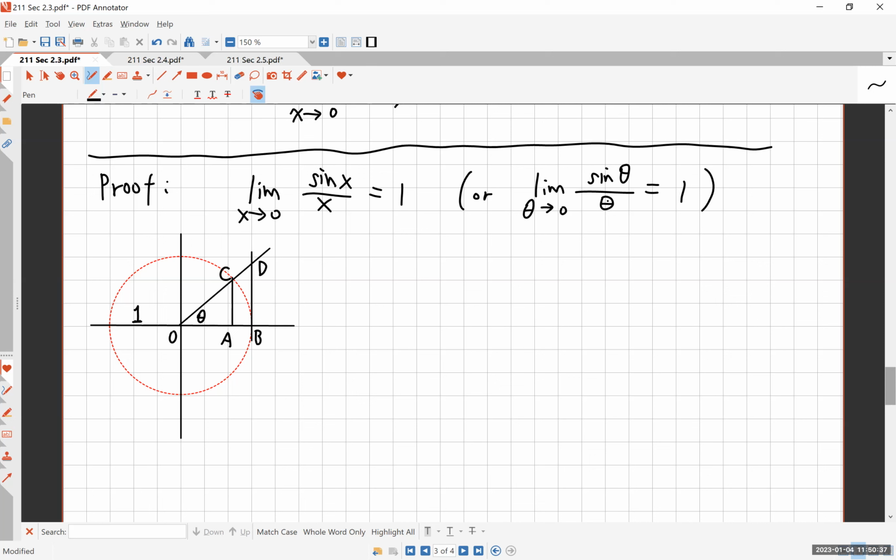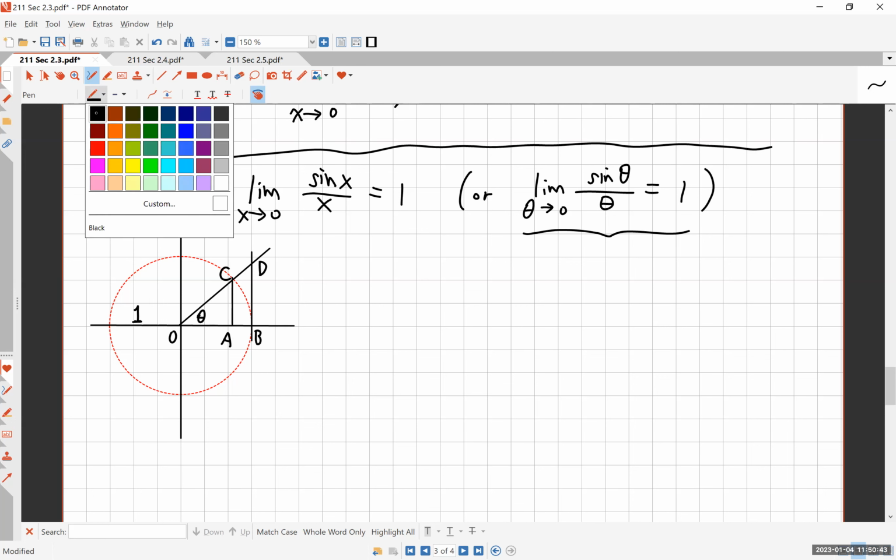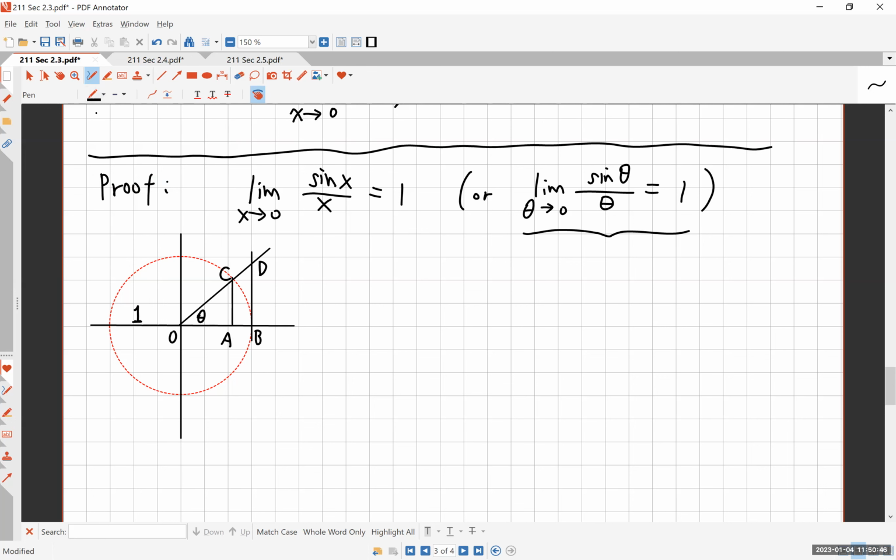Now I'm going to use theta for x. So this is of course the same thing because I'm using theta as an angle in this picture, and theta is a better symbol for an angle because x could mean like the x coordinate or something. All right, so let's see what we have here.